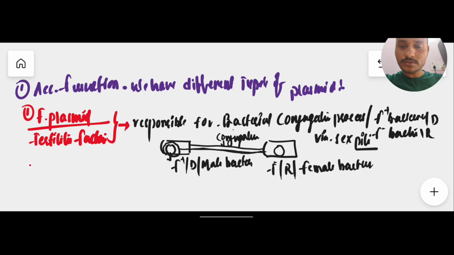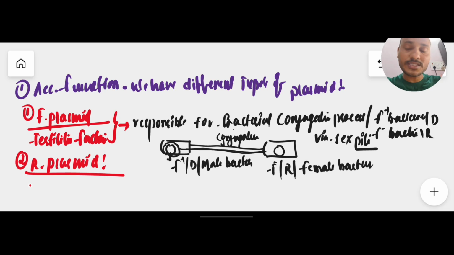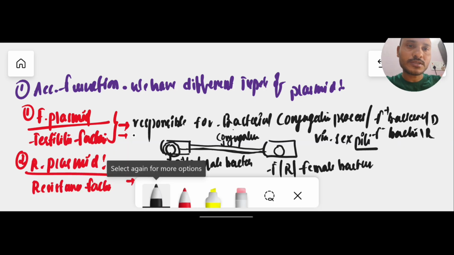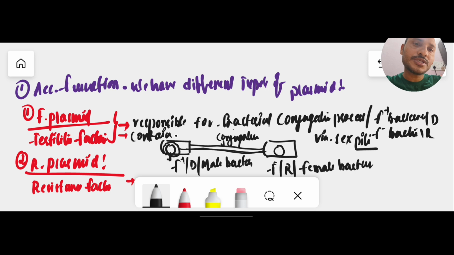That is the R-plasmid. Here R means resistance plasmids or resistance factor. Sorry, one important point I forgot: the F plasmid contains genes for fertility, hence this plasmid is called the fertility factor.